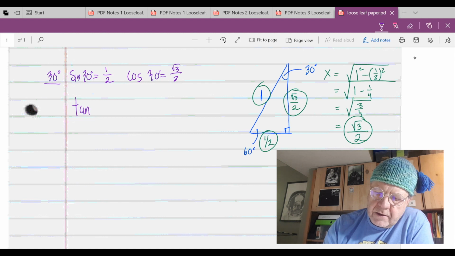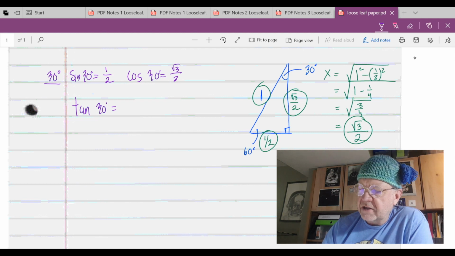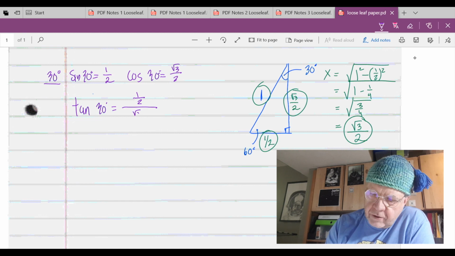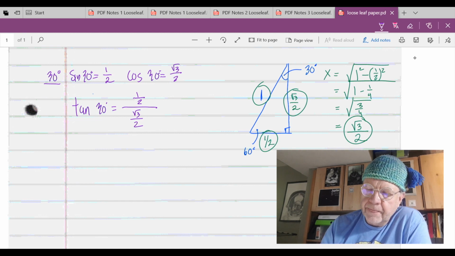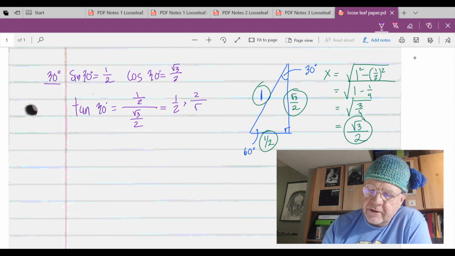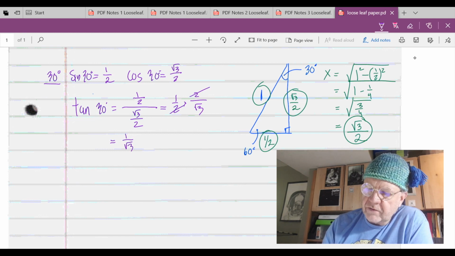And finally, tangent of 30 degrees is going to be equal to opposite over adjacent, which is 1/2 over root 3 over 2. And how do you divide fractions? Well, you invert and multiply by the denominator. So 1/2 times, and those will divide out, 1 over root 3. Now, as you work your way through the workbook, you'll notice that we don't actually introduce the exact value of tangent for a little while later.